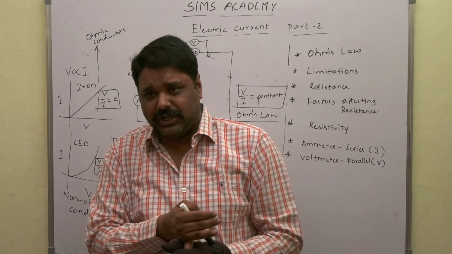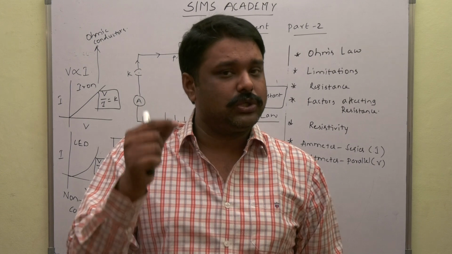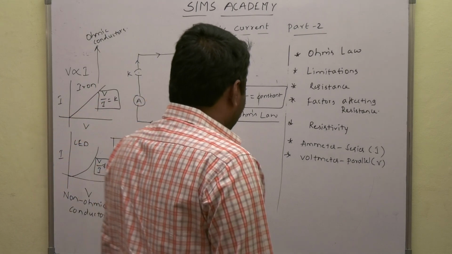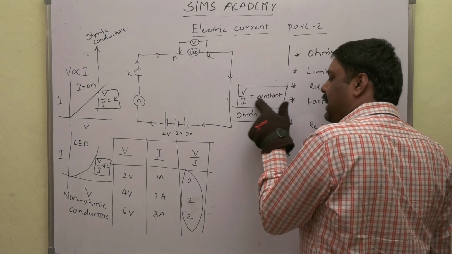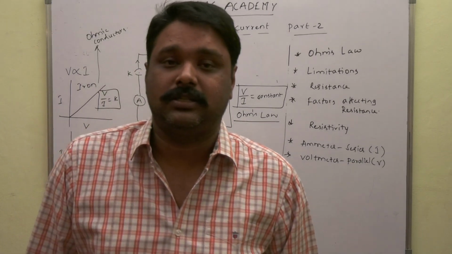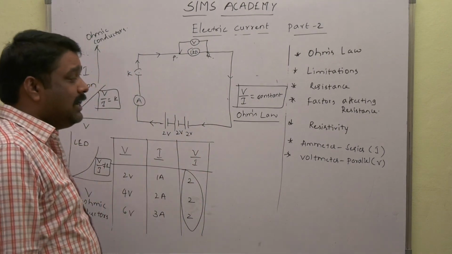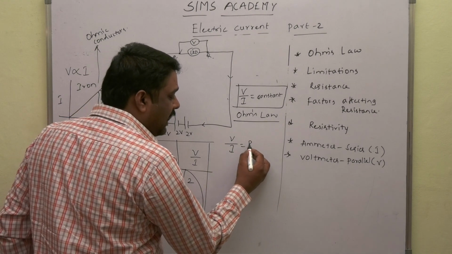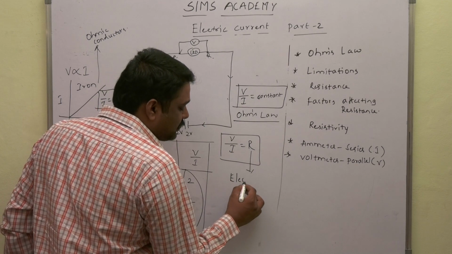That means we came to understand Ohm's law. At a constant temperature, the ratio of V to I must be constant. V by I equals constant. Now coming to the point, what is that constant? That constant is called electrical resistance. That means in case of ohmic conductors we have R. R is nothing but electrical resistance.